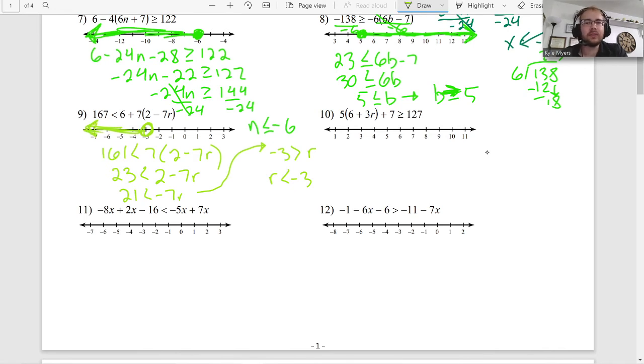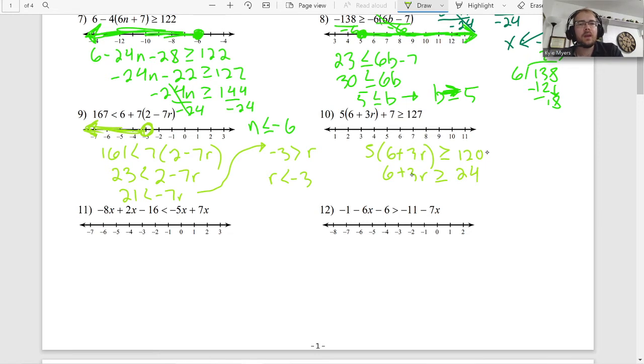Ooh, that one was a doozy. So 5, 6 plus 3r. If I subtract 7 on both sides, I get 120. Then I can divide both sides by 5. And that would be 60. No, 6. No, hold on. I'm not mathing right. 24.